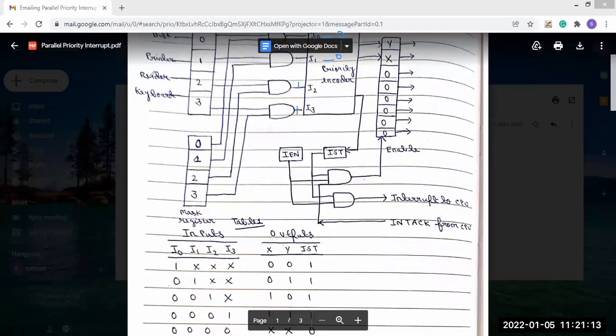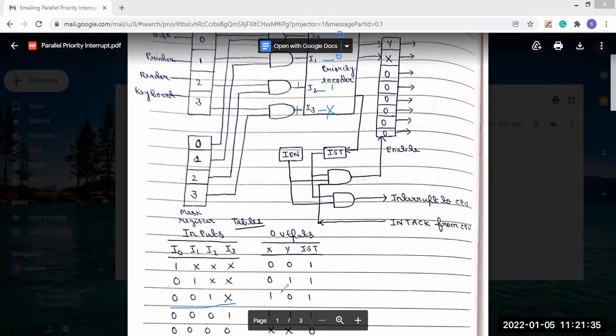Among them, the reader has the highest priority, so we will only consider the reader case. But here it will be a don't care condition. So 0, 0, 1, don't care. This is the third case: 0, 0, 1 cross don't care condition.